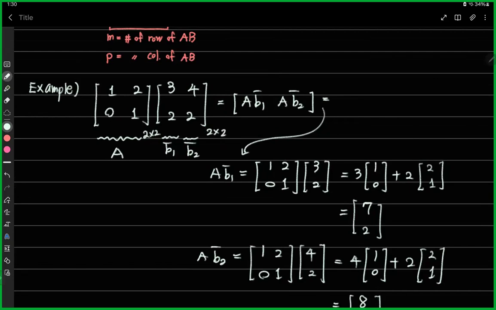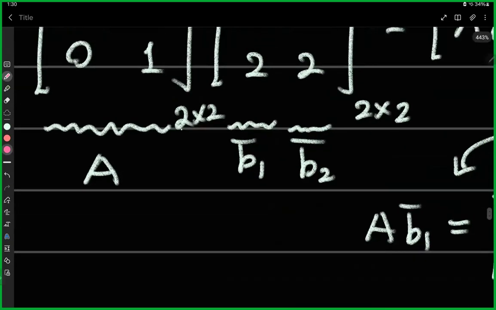So the size of AB is going to be 2 by 2, because the size of AB is determined by the number of rows in the first matrix and the number of columns in the second matrix. This will be the number of rows in matrix AB, and this will be the number of columns in matrix AB.